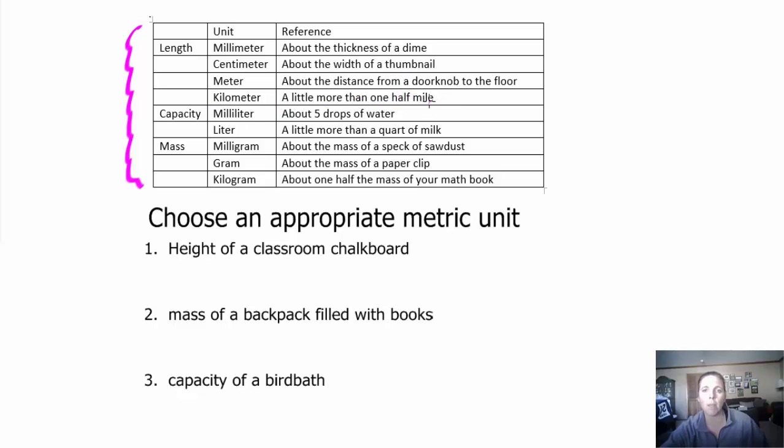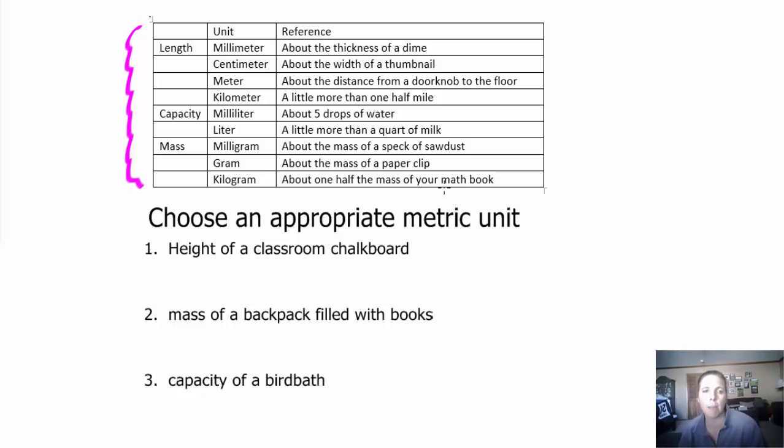So you guys know how long a mile is. A kilometer is about a half. It's a little bit more than a half. Milliliters is about 5 drops of water, so that's not very much. A liter is a little more than a quart of milk. Milligram is about the speck of sawdust, so that's not very much. Gram is about the mass of a paper clip. Okay, so again, not real heavy. And kilogram is about half the mass of your math book, or half the weight of your math book.